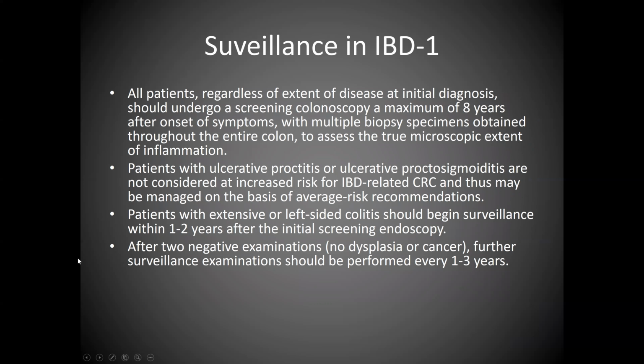This has been published by the American Gastroenterological Association. Those patients who have disease get follow-up about 8 years after onset of symptoms and multiple biopsies throughout the extent of the colon to assess the microscopic extent of inflammation. If they just have proctitis or proctosigmoiditis, patients are not considered to be at the same risk, and they can sometimes be managed a little bit differently. But if patients have extensive or left-sided colitis, those may actually begin sooner, within the first few years.